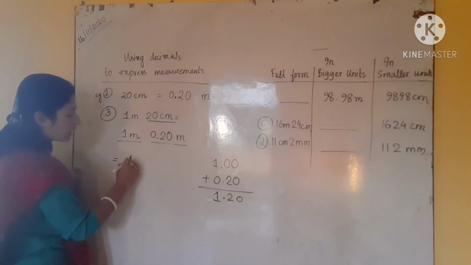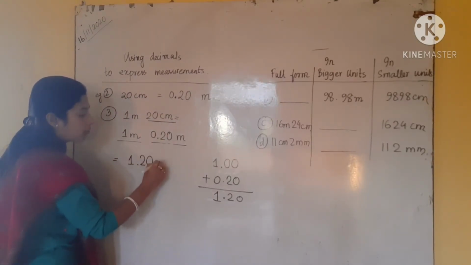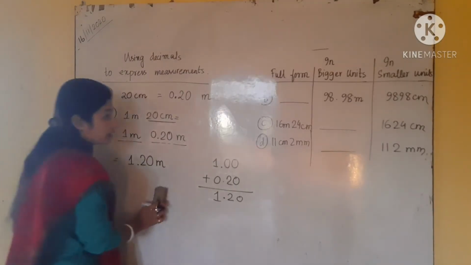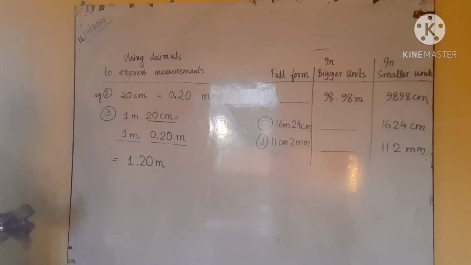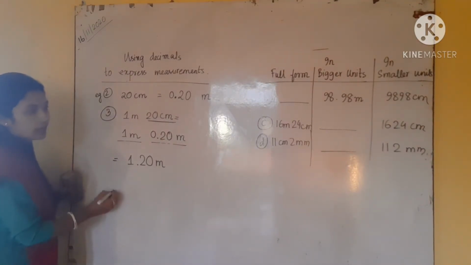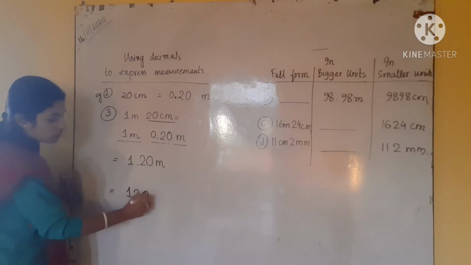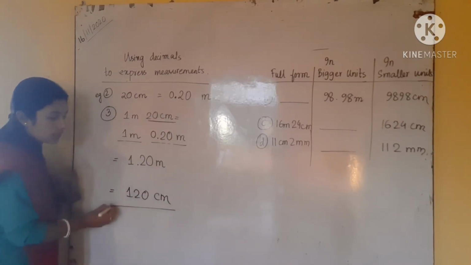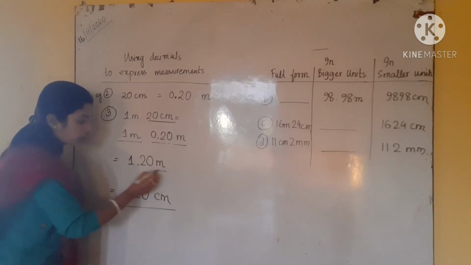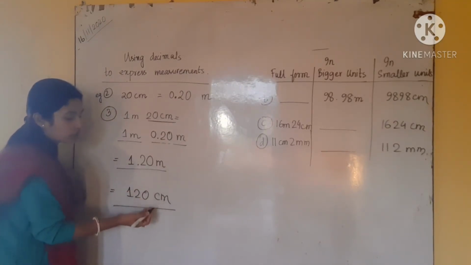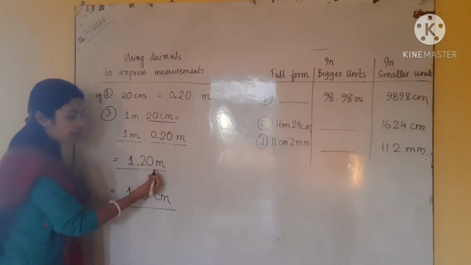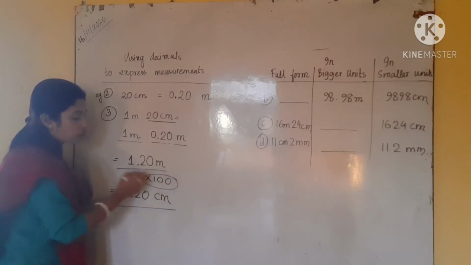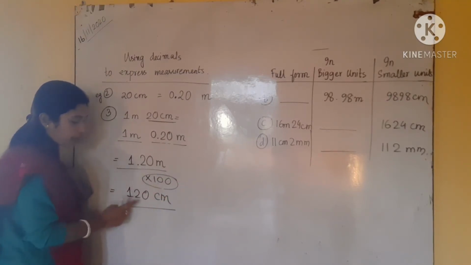So in decimal we can write 1.20 meter. This I have written in decimal. And if you want to write in the smaller unit, you can write like this also, 120 centimeter. That means this is in centimeter. Here I am converting this meter into centimeter. How to convert meter into centimeter? We know that we have to go downward 2 steps. That means I have to multiply this number by 100. If you multiply 1.20 with 100, you will get 120 centimeter. There will be no decimal point.